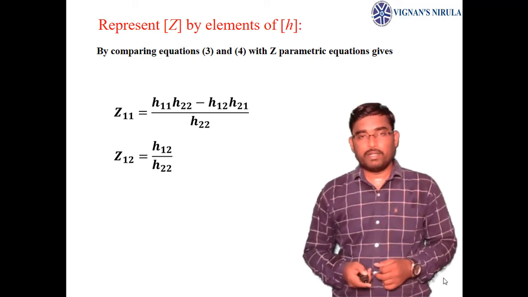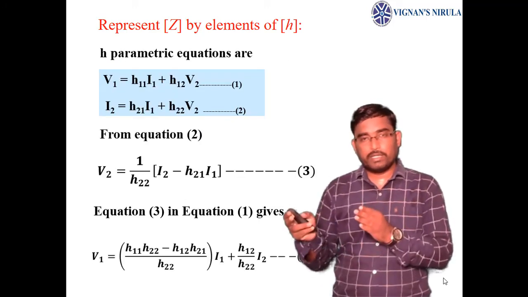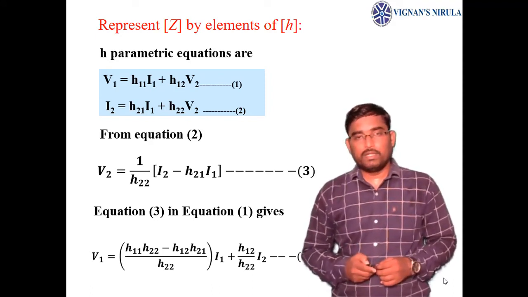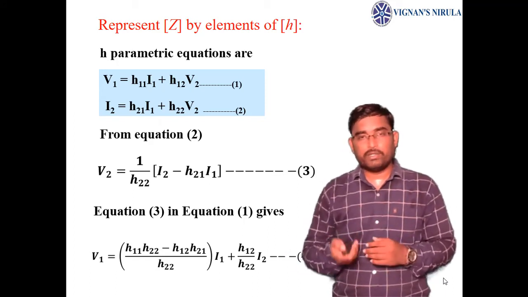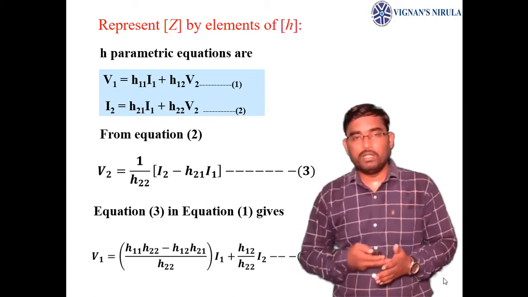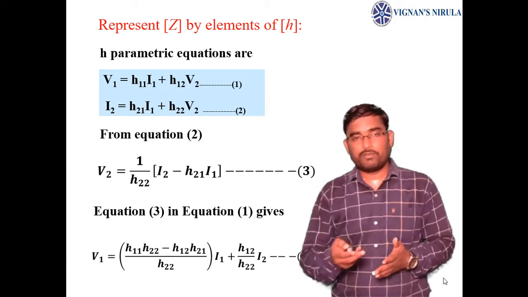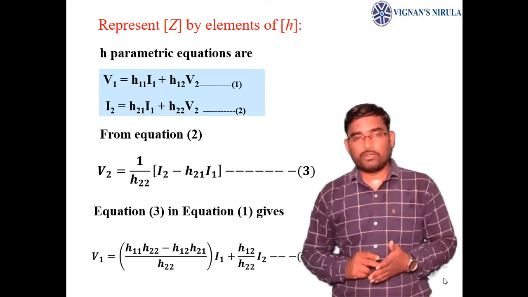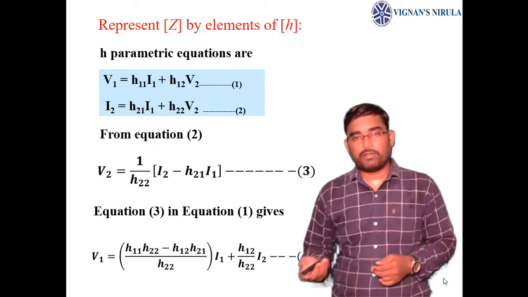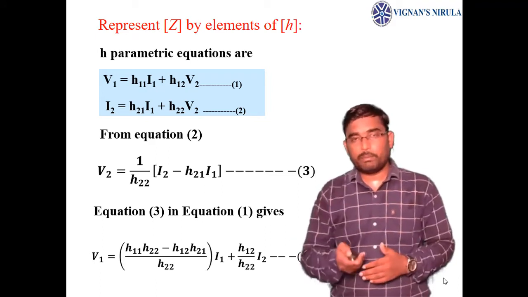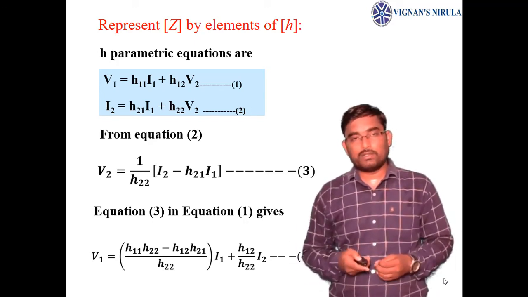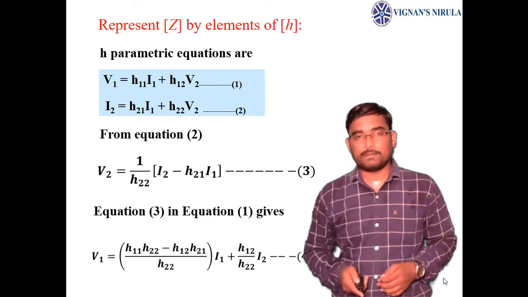So I repeat again. Here first we need to take the h parametric equations. Equations 1 and 2 are the h parametric equations. Then we need to modify these two equations. Finally we need to get the z parametric equations format. How? v1 in terms of i1 and i2, v2 in terms of i1 and i2. From the equation I can write v2 in terms of i1 and i2, so one half of the part is over. Now by putting equation 3 in equation 1, I can get v1 in terms of i1 and i2. Now the second part is also over. Now by comparing 3 and 4 with the basic z parametric equations, we can directly write z11, z12, z21, z22 in terms of h parameters.